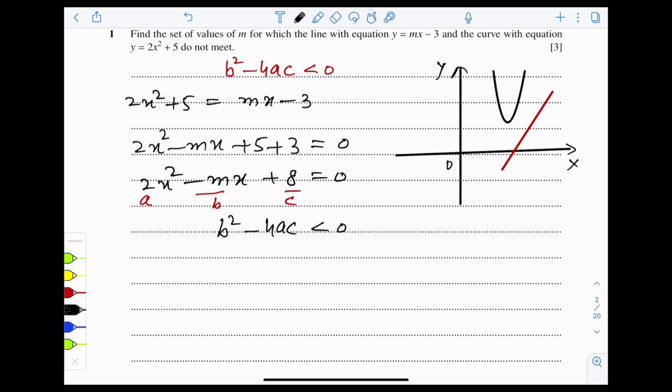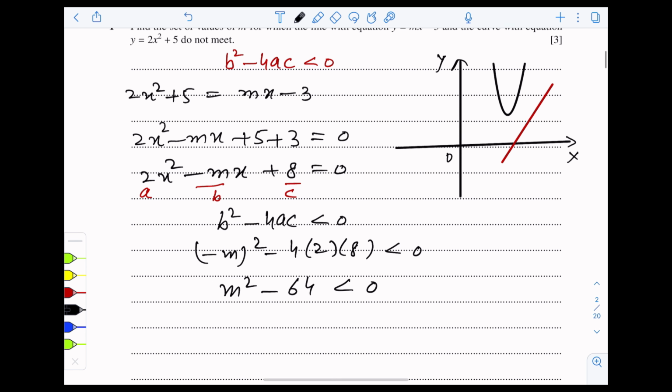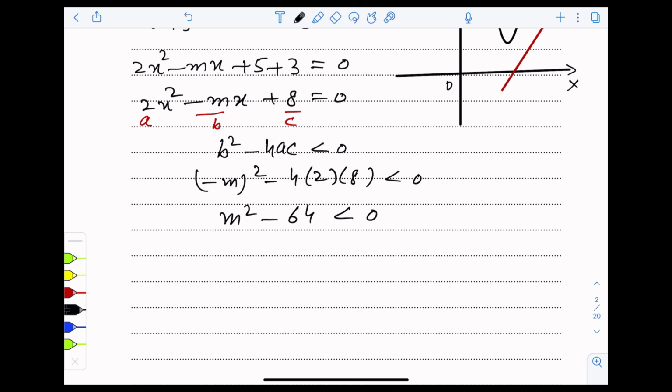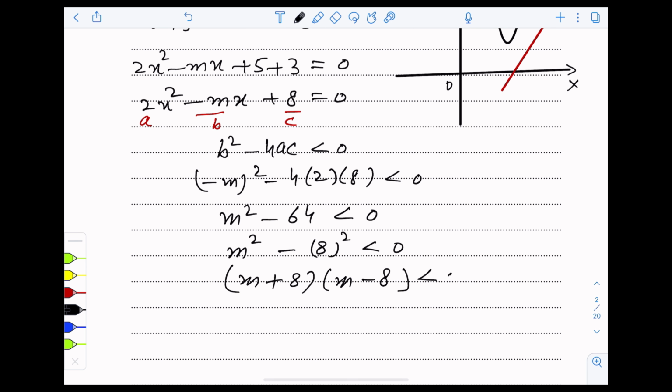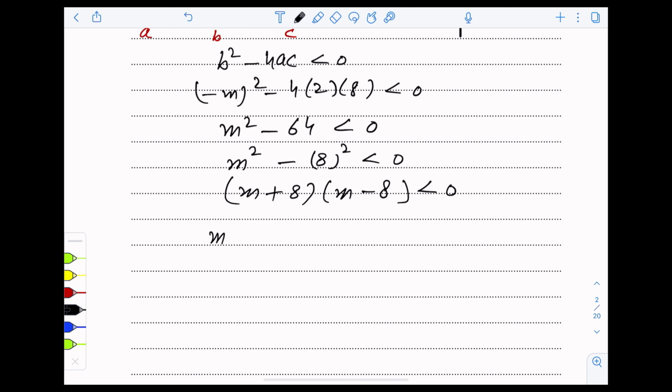And b square means minus m square, minus 4 times a which is 2, c is 8, less than 0. m square minus 64 is less than 0. Now 64 is the square of 8, so we can write it as m square minus 8 square, factorizing using identity, m plus 8 into m minus 8 less than 0. Now critical values are m equal to negative 8, m equal to positive 8.